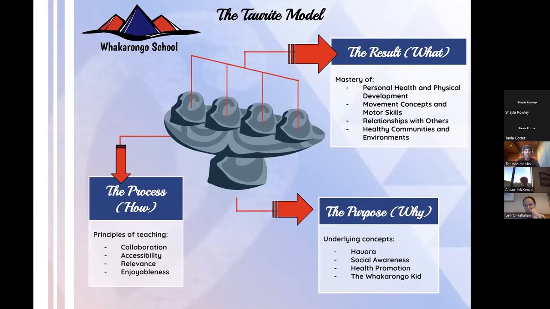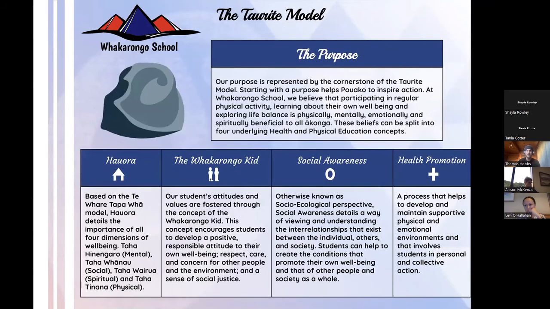We obviously started with the why, so looking at the underlying concepts, and a lot of this came straight from the actual curriculum itself, looking at the concepts of hauora, social awareness, health promotion, and the Whakarongo Kids, which is our values system that we have at our school. So that's our school connection to the curriculum. Our purpose was represented by the cornerstone.